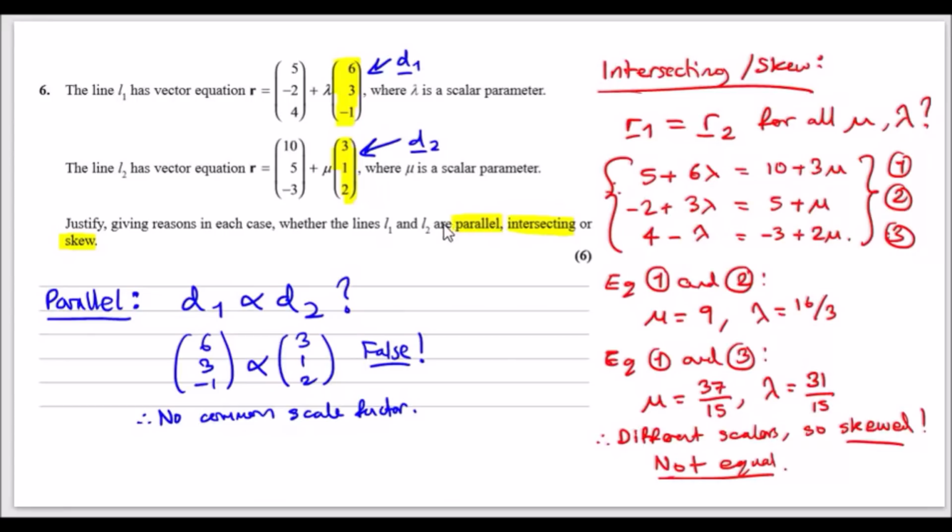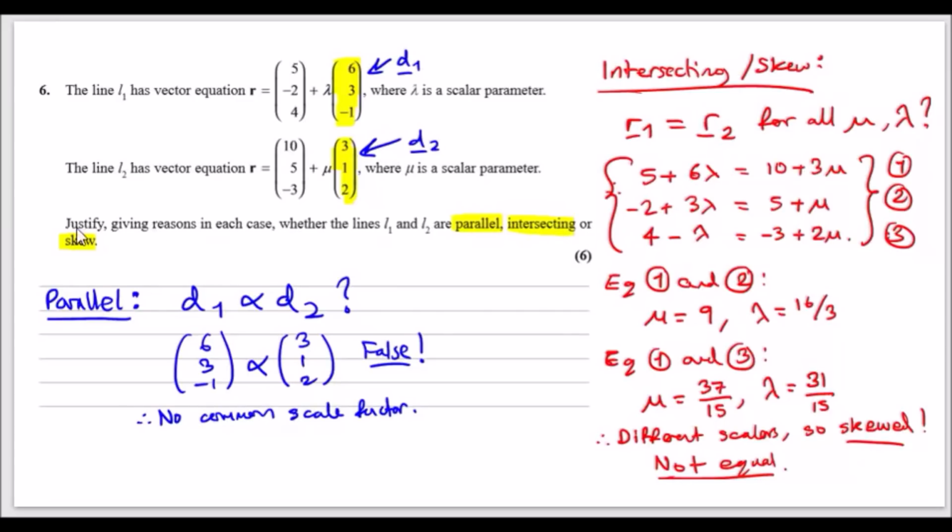Now parallel is, well, I'll show you how exactly I did everything here. So to prove something is parallel, we just look at the direction vectors, the ones I highlighted. We need to see if D1 is actually proportional to D2, or if there's some sort of scalar multiplier that can give you the same combination of results. Doing that, I said, okay, D1 proportional to D2. I plugged in the values and it's false because you cannot find a common factor. For the first one, you could say that 3 is half of 6. But 1 is not half of 3, and 2 is definitely not half of minus 1. Because of that, it's not going to work, so the answer is not parallel.